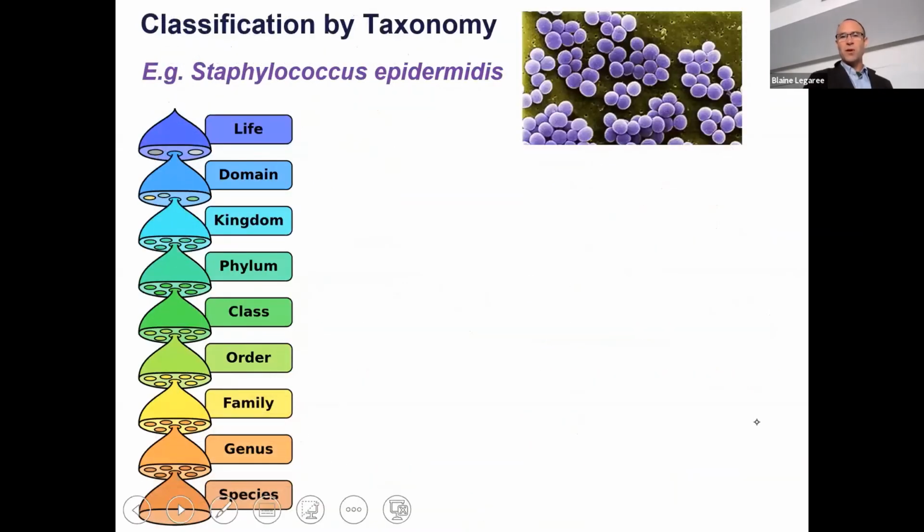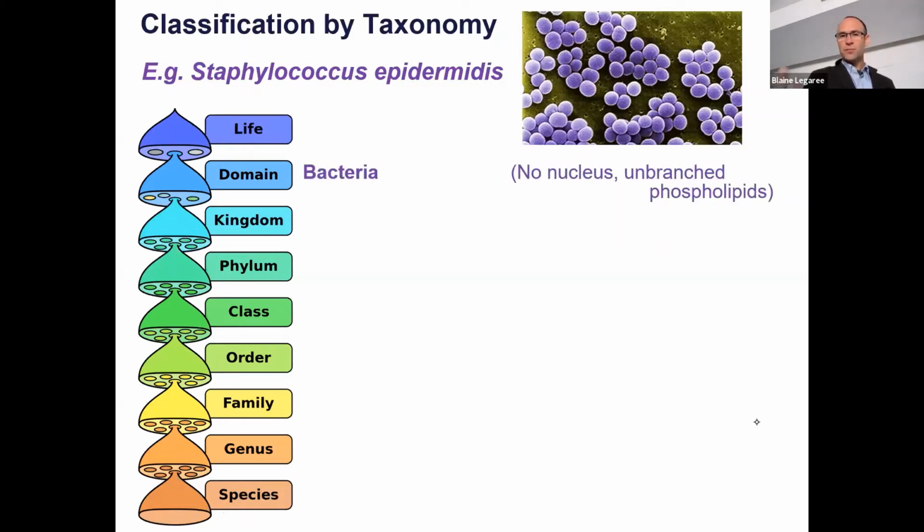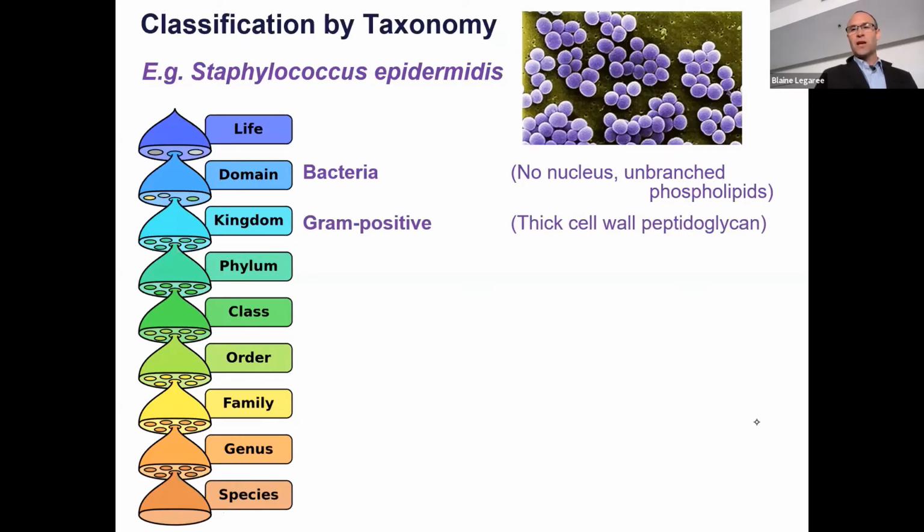The third example is a microorganism. This is a bacterium called Staphylococcus epidermidis. Take a look at this. Right at the very beginning, it's an entirely different domain. It's a prokaryote, a bacteria, which means it has no nucleus, and it has certain biochemical things like unbranched phospholipids. We look at the kingdom, it has a certain type of cell wall that we call gram-positive. We'll talk about what exactly that means in a couple of weeks.